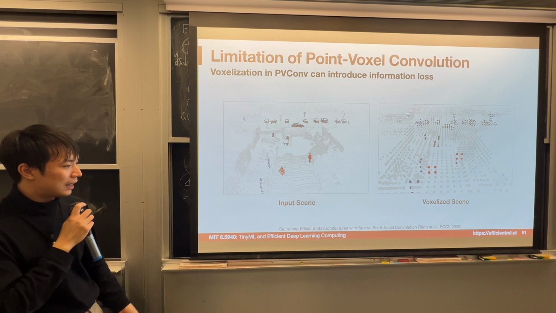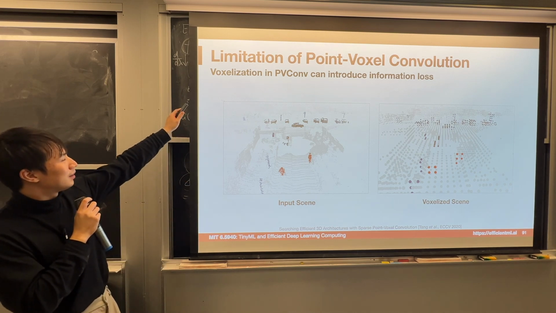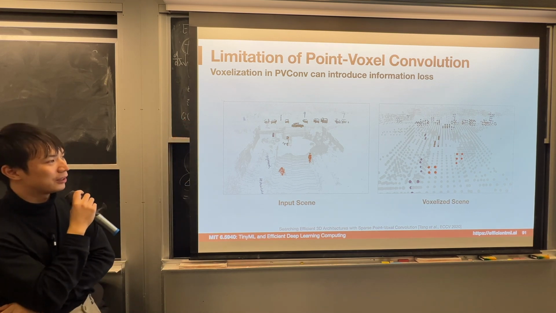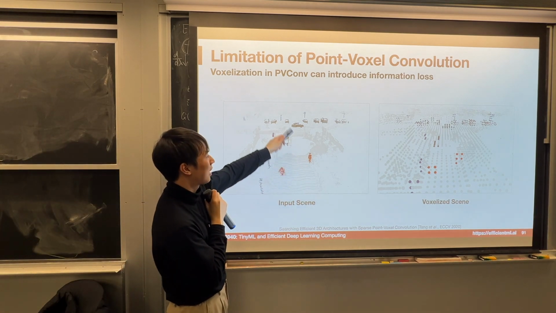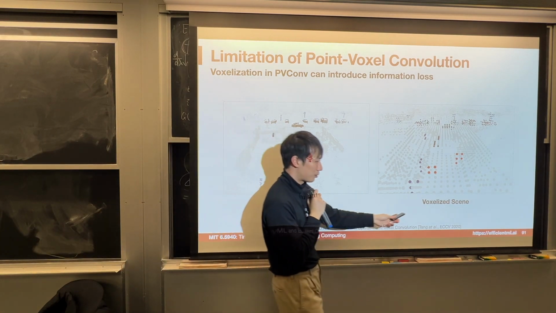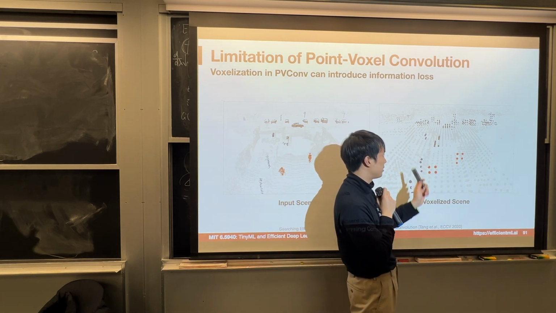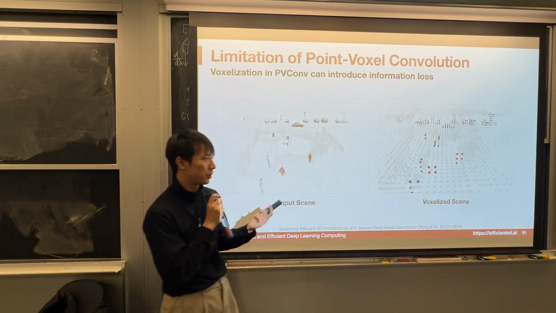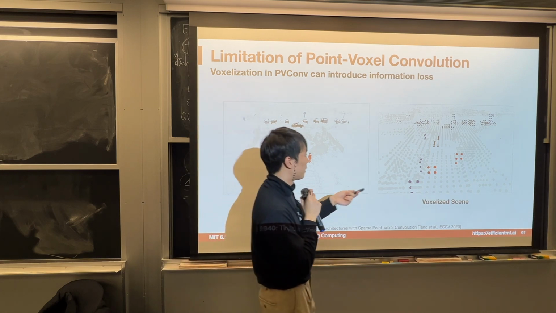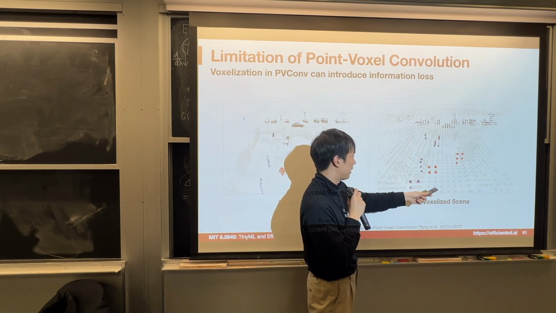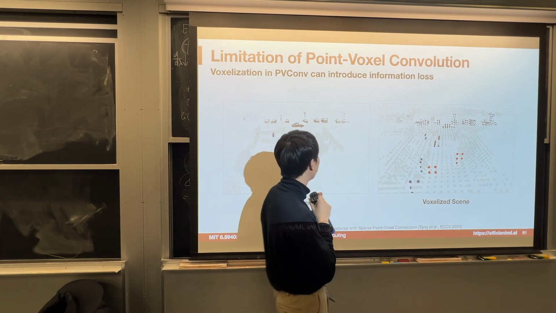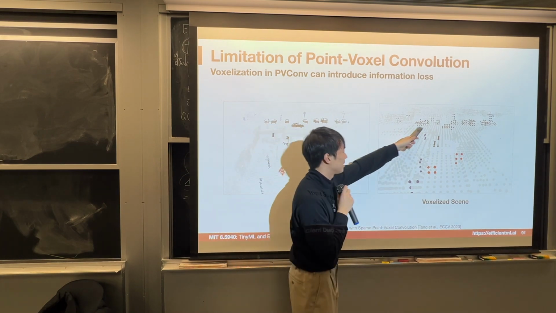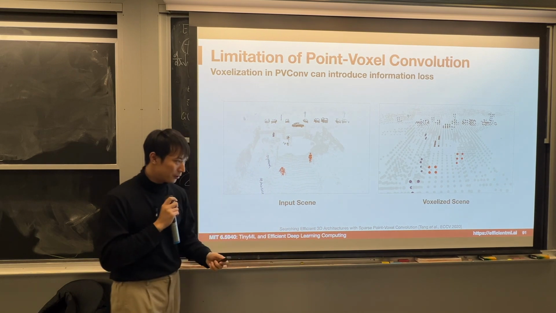But the problem is that later they still found that even using a low-resolution voxelization can lead to information loss. For example, this is the input scene. You can see a car and a person, and this is the low-resolution voxelized representation from PVConv and the previous work. Because of the low resolution, you cannot really see that this is a person or some traffic stop, and you cannot see this is a car because the resolution is so low.